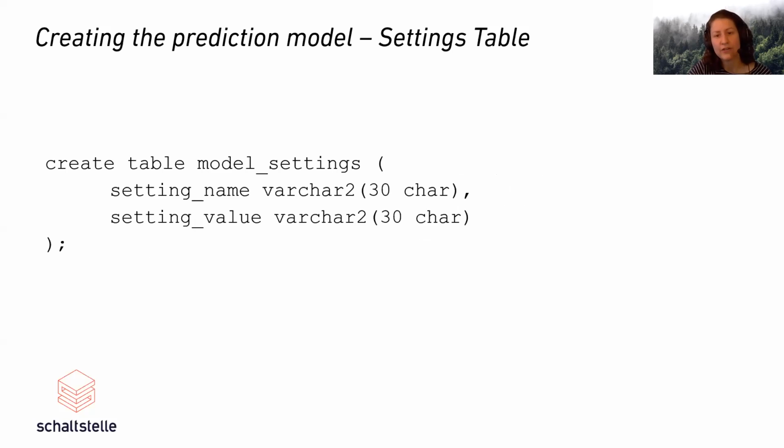Now, first we have to create this settings table. It looks like this. This is not really up for discussion since it's an Oracle standard. It defines the settings in your model that deviate from the default of an Oracle prediction model. So which algorithm you want to apply must go in there. And it looks like this. It has a setting name and a setting value.